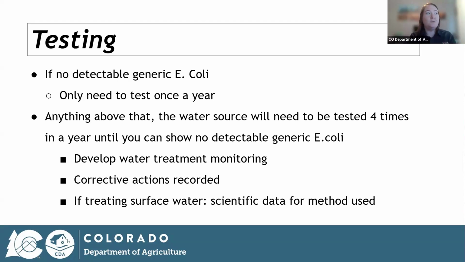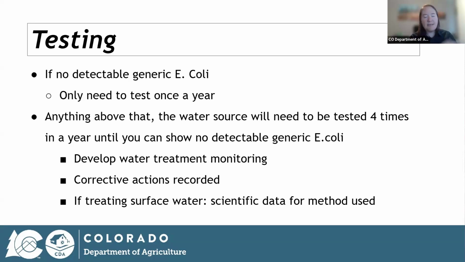Then, however, if you do find that there's any generic E. coli, you would have to immediately stop using it, but then also test it 4 times a year until you hit that no detectable generic E. coli. And then what it also does is it also triggers these other things. You would have to do water treatment monitoring, and that is a record that you would have to keep. What corrective actions you did to make sure that there was no detectable generic E. coli. What that looks like, it varies from farm to farm. It's up to you what that looks like.